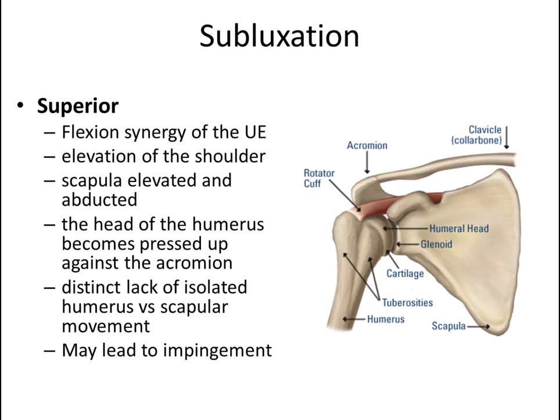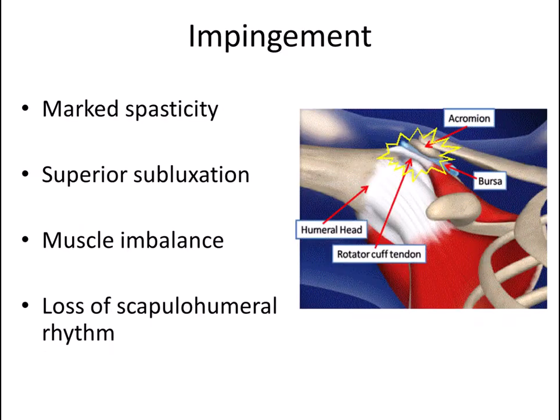The head of the humerus becomes pressed up against the acromion because of the flexion synergy, and there's a lack of isolated humeral versus scapular movement. This kind of position often leads to impingement. Essentially, impingement in this patient population is caused by increased spasticity, a superior subluxation, muscle imbalance, as well as loss of scapulohumeral rhythm.